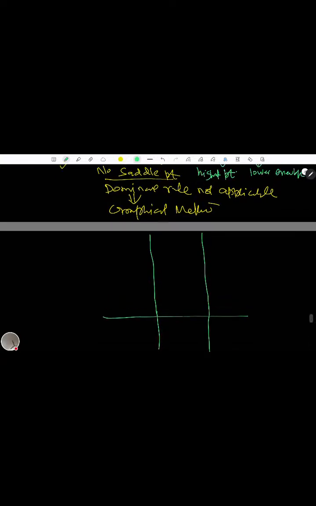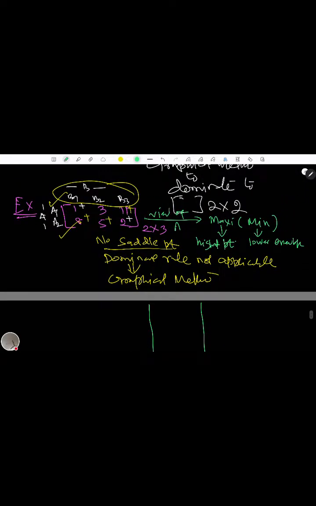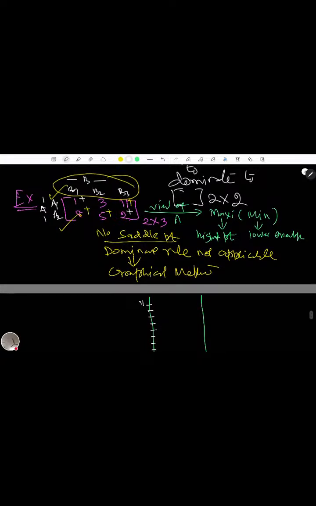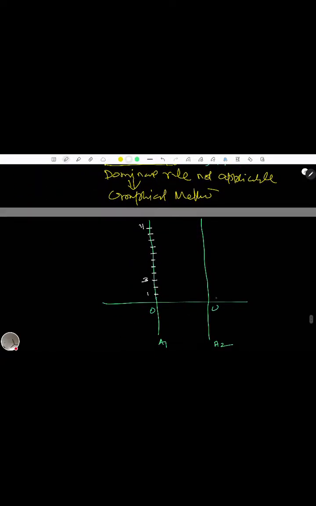Now we mark for A1: we have 1, 3 and 11. Let this be 0 and 0. For A1 we have 1, 3 and 11. On an equal scale, we take 1, 2, 3, 4, 5, 6, 7, 8, 9, 10 and 11. So this is my 11. For A2 we have 2, 5 and 8. So this is my 2, this is my 5 and this is my 8.